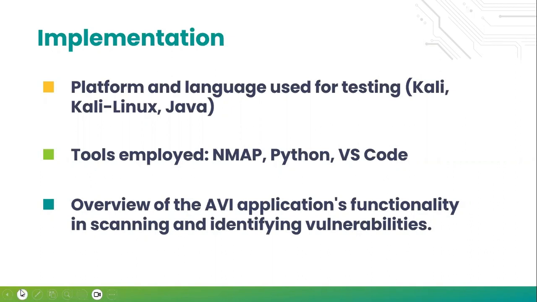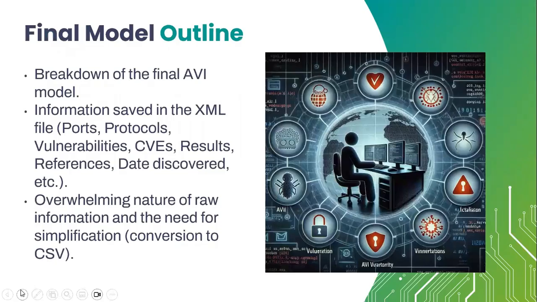Now we will discuss the final outline model. So what is an outline model? AVI, given an IP address, does an NMAP scan, collecting loads of data. We save this in an XML file with details like ports, vulnerabilities, references, etc. But the raw data can be overwhelming, so we convert it into a simpler CSV file for easy understanding.